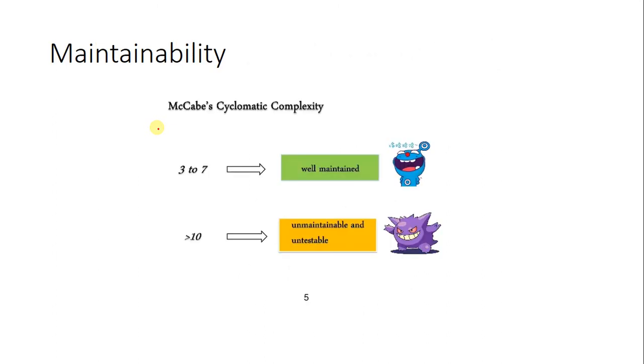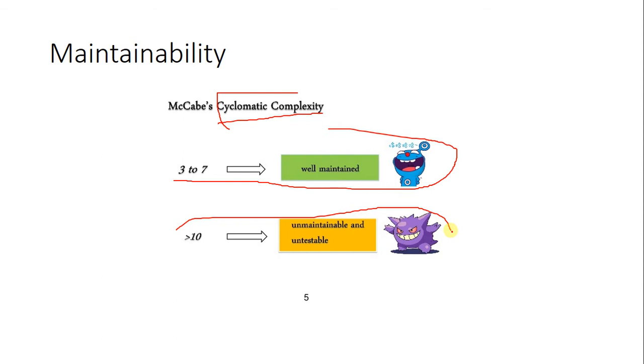And maintainability means the software should be easy to maintain, and it will definitely be easy to maintain if it is very simple and not complex. So the complexity of a software can be determined by the cyclomatic complexity, and cyclomatic complexity is actually the number of decision points in the coding. So if the coding has 3 to 7 decision points, it is easy to maintain, and if the complexity of the coding exceeds 10, then it's definitely hard to maintain.